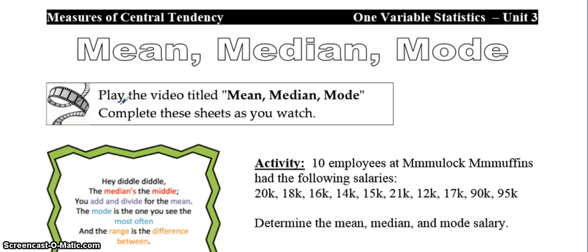Hi there, and welcome to your lesson on measures of central tendency. Measures of central tendency are what you commonly know as the mean, the median, and the mode. What they basically mean is they are measuring where the central portion of the data is.